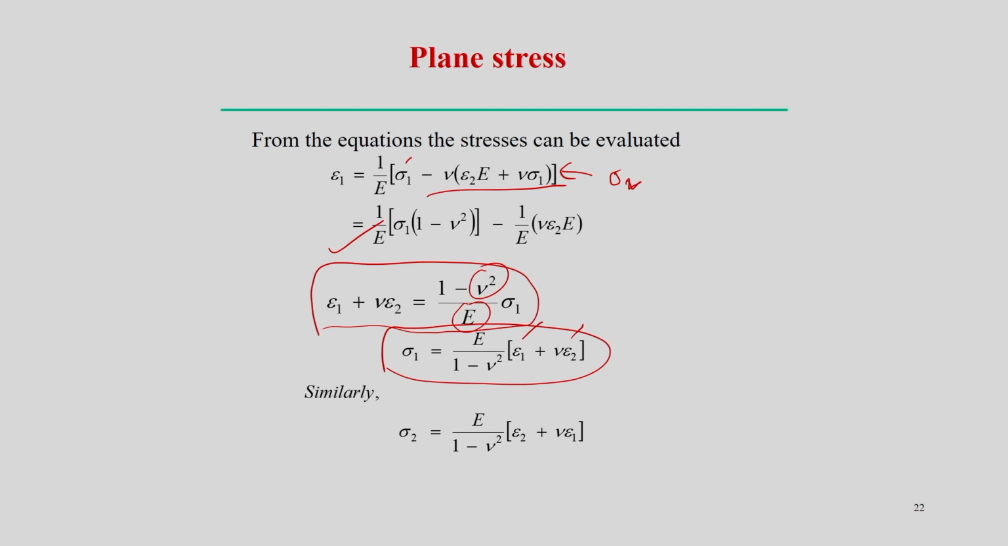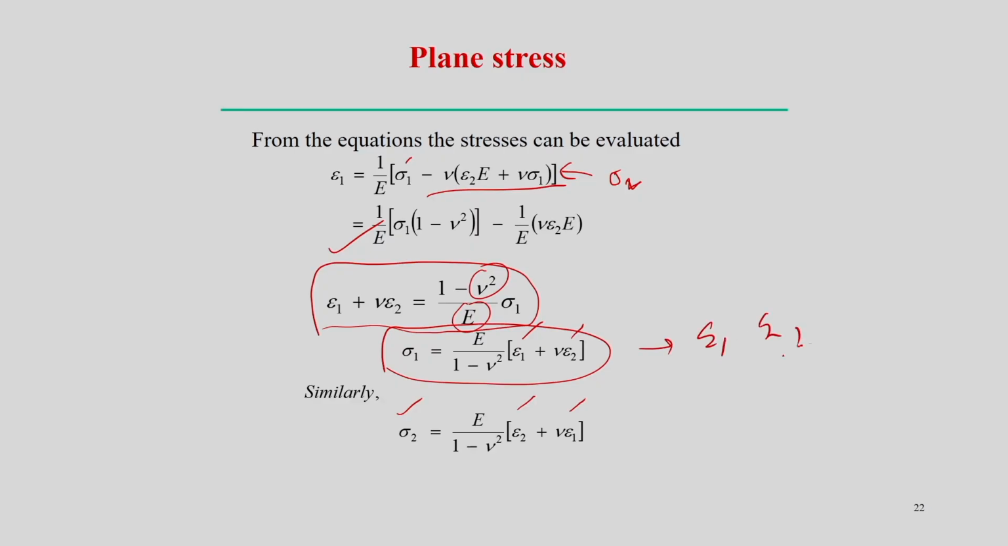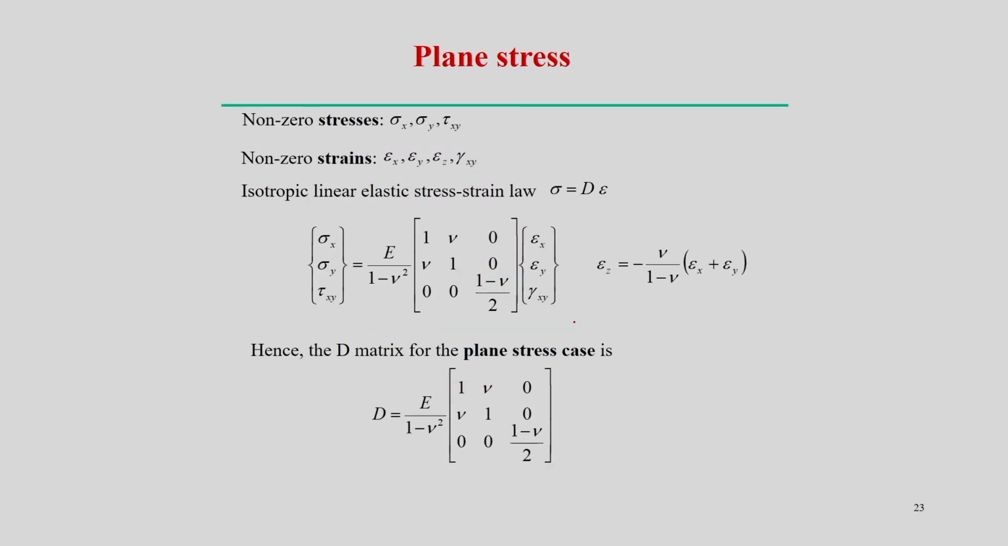Similarly, we can estimate sigma 2 in terms of epsilon 1 and epsilon 2 and the other parameters. So, it is simply a conversion of the stress in terms of the strain component, and we can see that sigma 1 and sigma 2 are associated only with epsilon 1 and epsilon 2. In terms of these two variables we represent sigma 1 and sigma 2.